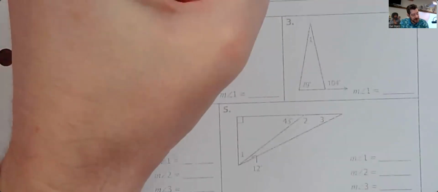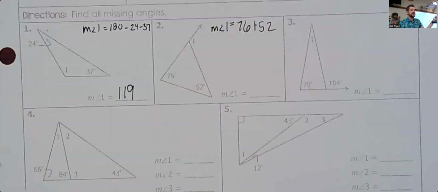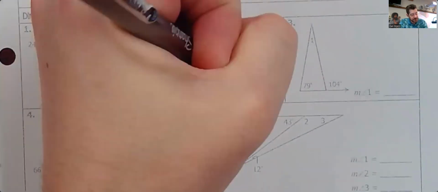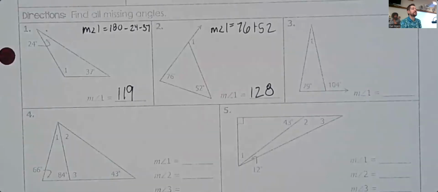So all you have to do on this one, if we're going to write this out, it'd be measure of angle 1 equals 76 plus 52. And that's all you have to do, add 76 and 52. And so the measure of angle 1 is 128 degrees.